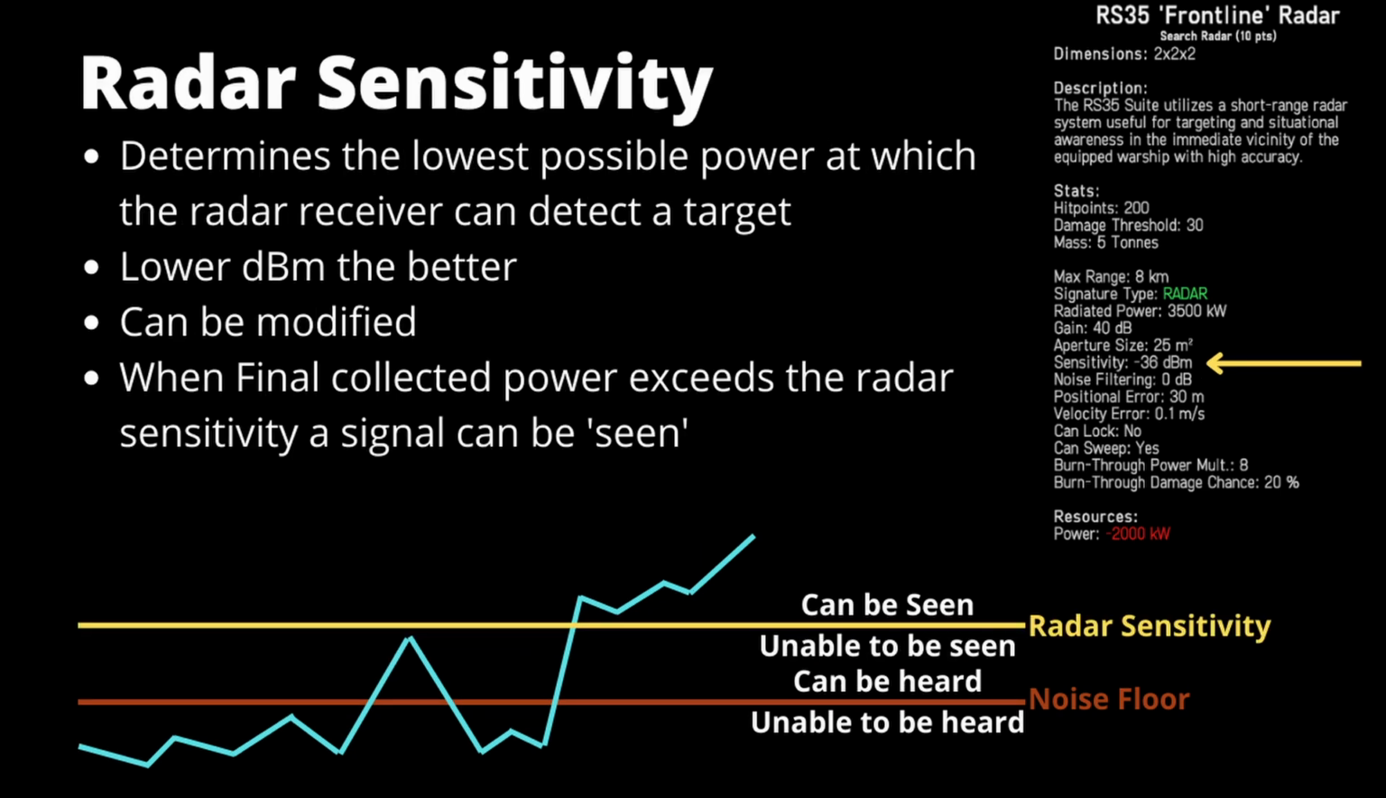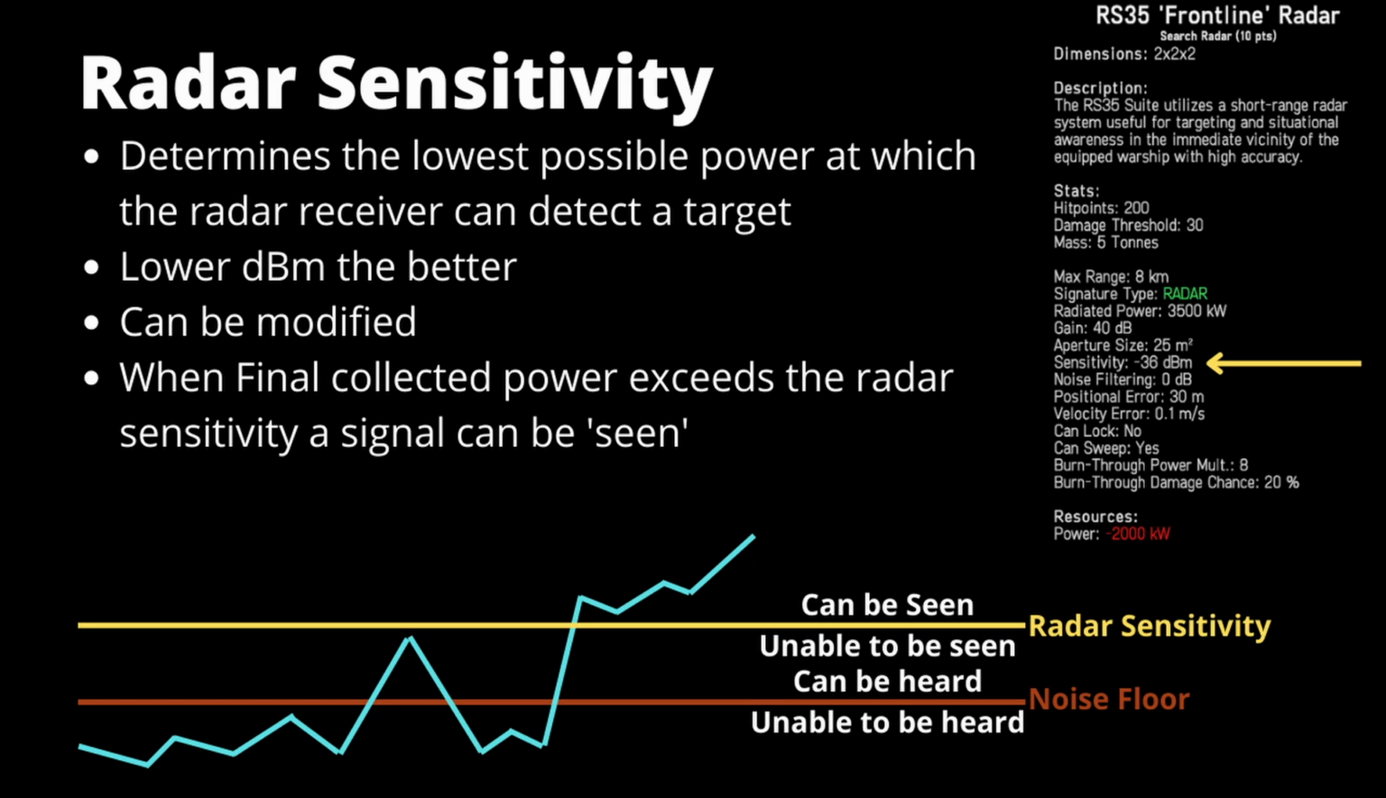The radar's sensitivity determines what the lowest possible power is for the radar receiver to detect a target. So the lower the decibel milliwatts of the radar's sensitivity, the better, and this can be modified later on with other components. When that final collected power value exceeds the radar's sensitivity, a signal can be seen. I've represented this as the yellow line below. As the transmitted power exceeds the noise floor, it can be heard. However, if the radar sensitivity is not low enough, it'll be unable to be seen. Once that power value crosses the radar sensitivity, then a track can be seen.